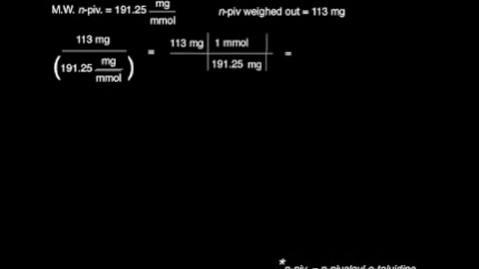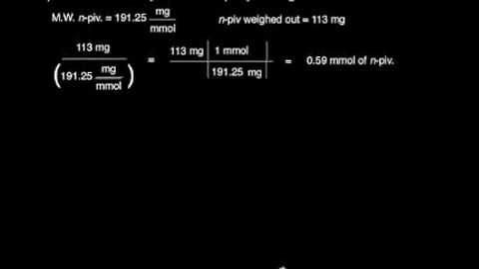It doesn't matter how much N-pivaloyl o-toluidine we weigh out because we'll calculate the millimoles and use that number to calculate the N-BuLi concentration. The first step is to calculate the amount of millimoles of N-pivaloyl o-toluidine that we weighed out. To do this, we divide the 113 milligrams that we read off the analytical balance by the molecular weight, 191.25. We can also set this up using dimensional analysis, and we can see that the milligrams cancel. We've weighed out 0.59 millimoles of N-pivaloyl o-toluidine.